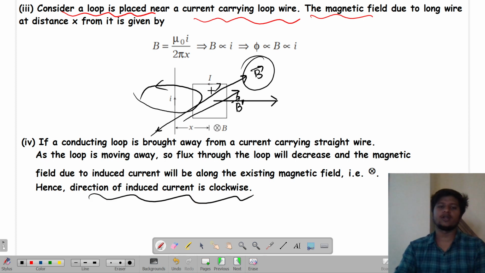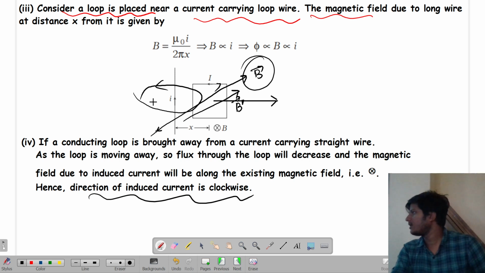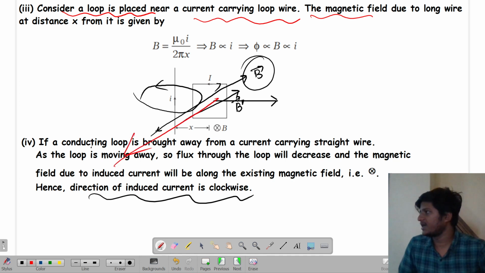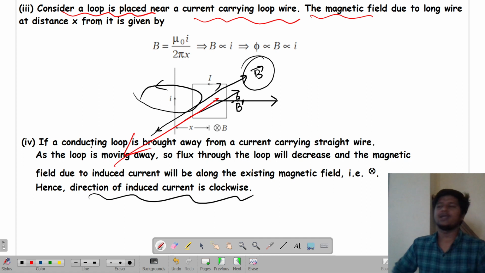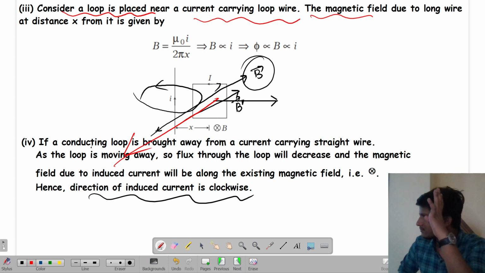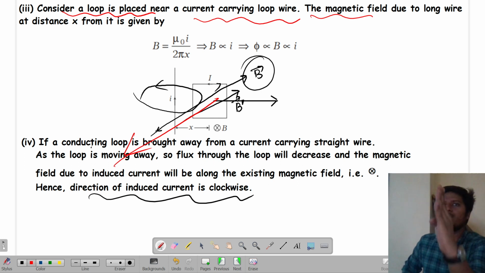If this particular loop is brought nearer, what will happen? Magnetic field flux will increase. If the flux is increased, a magnetic field will be generated again. It should be generated outside, so as to oppose the inside magnetic field, right or not? In that case, again it will be generated in what way? Anti-clockwise direction.